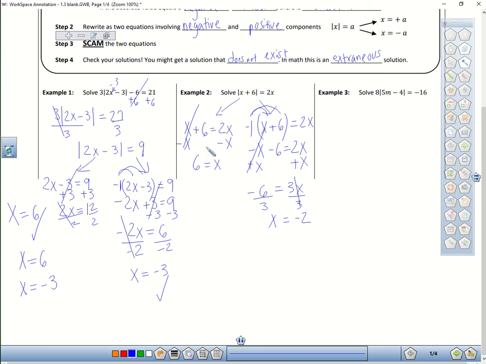So I'm going to plug in 6 for x. I'll go ahead and plug in red so you can actually see it this time. So we have |6 + 6| is equal to 2 times 6. So the absolute value of 12 is 12, which is equal to 12. That's true. So this is a solution.